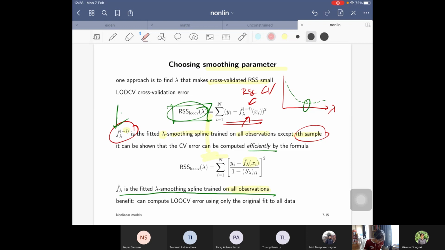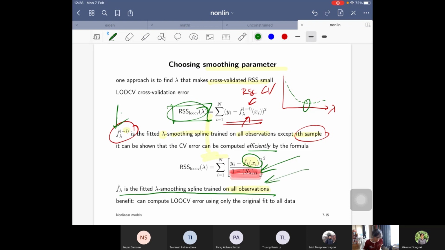But then there are some terms in this formula that involve the smoother matrix. So in terms of computing, of course, we prefer this formula because in order to evaluate it, we can just use one f hat. The model is trained on all observations.